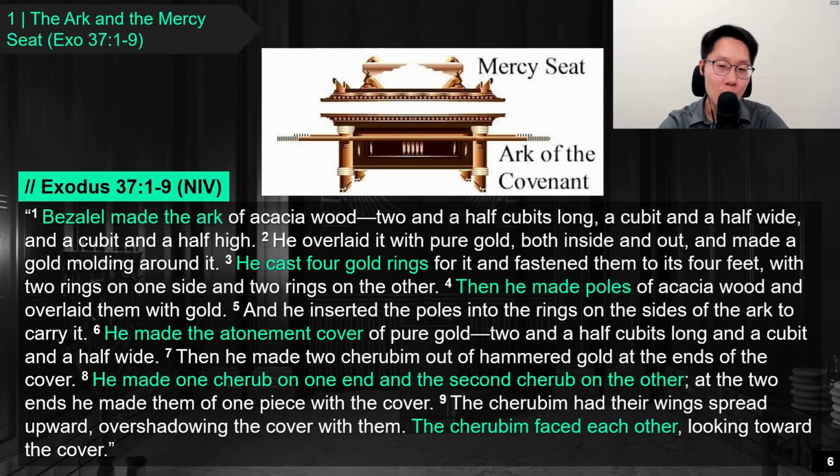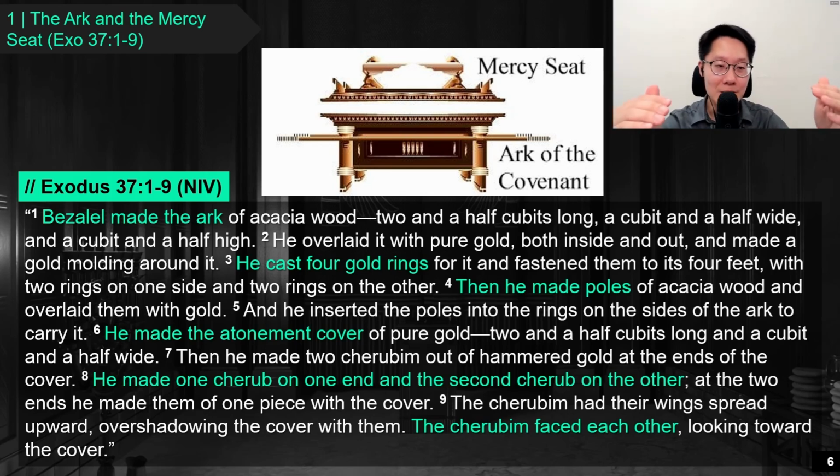He made the atonement cover of pure gold, 2.5 cubits long and 1.5 cubits wide. Then he made 2 cherubim out of hammered gold at the ends of the cover. He made 1 cherub on one end and the 2nd cherub on the other. At the 2 ends, he made them of 1 piece with the cover. The cherubim had their wings spread upward, overshadowing the cover with them. The cherubim faced each other, looking toward the cover.